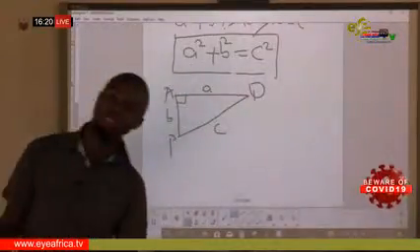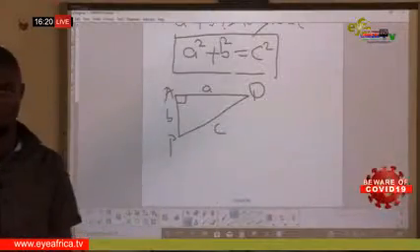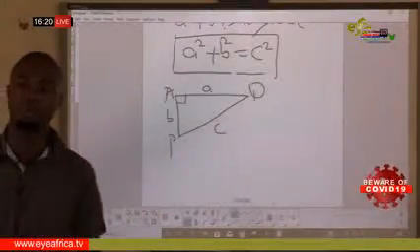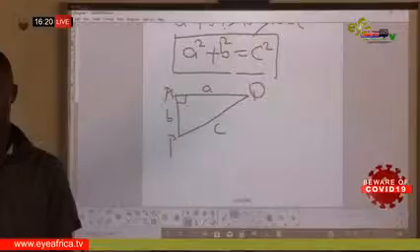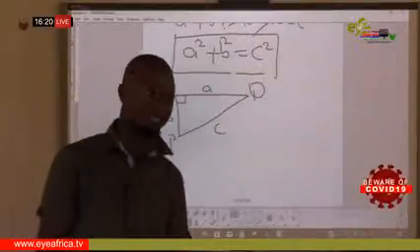We can only use this on right angle triangles. The Pythagoras theorem is only applicable on right angle triangles. We have different ways of proving this.